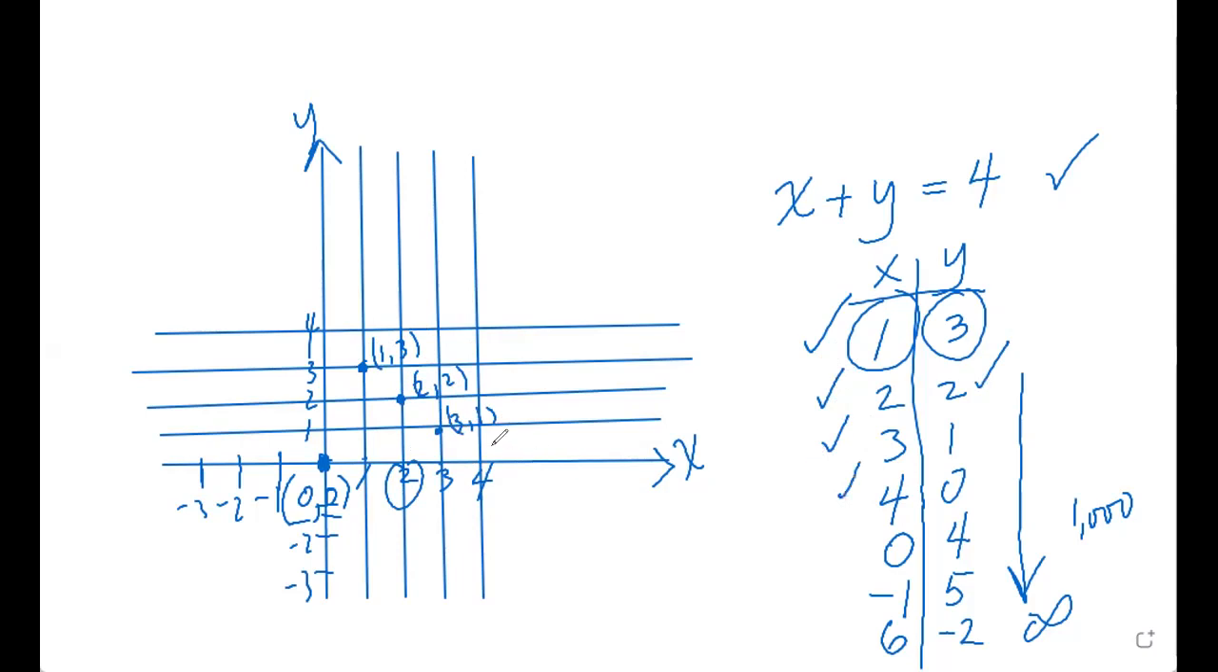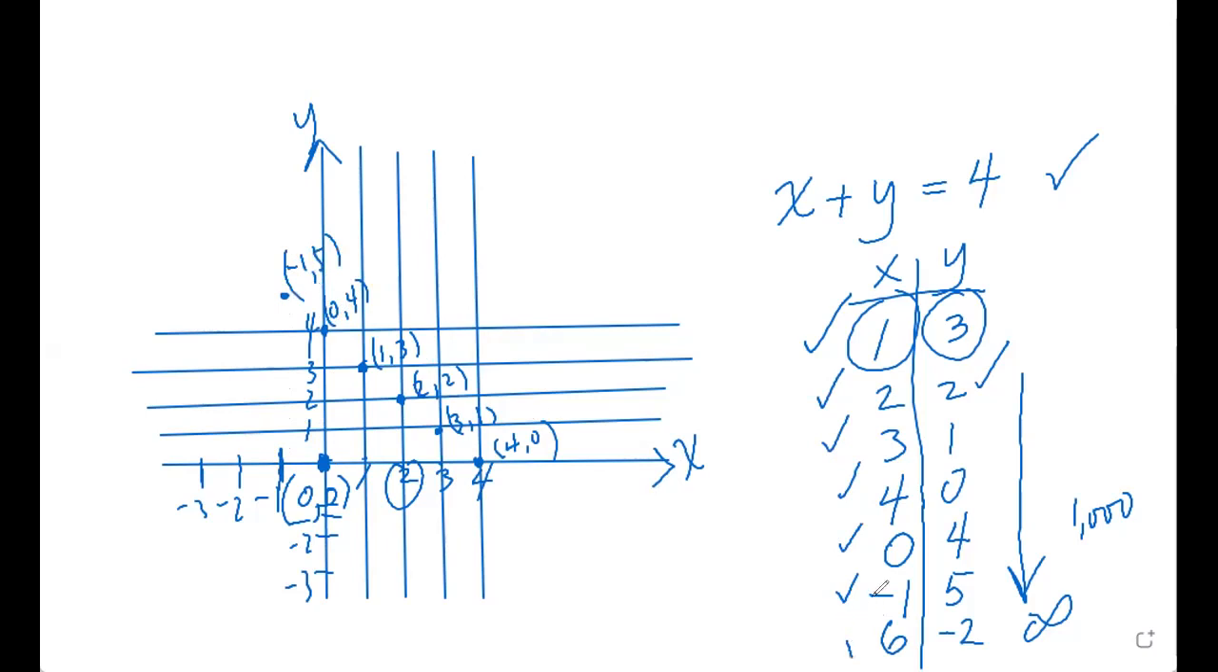And 4, 0 is 4. Since the y is 0, you don't go up or down, you stay right there. And let's do 0, 4. Where's 0, 4? Well, the origin is 0, then you go up 4. 0, 4 is right there. And let's do minus 1, 5. Well, minus 1 is over here. All right, then you go up to 5. So this is minus 1, 5.